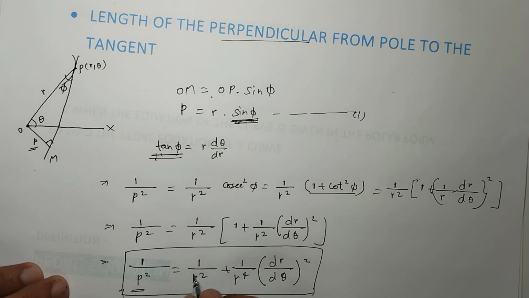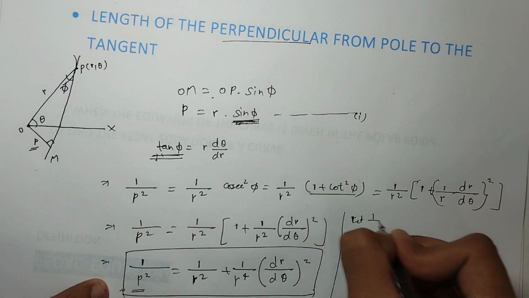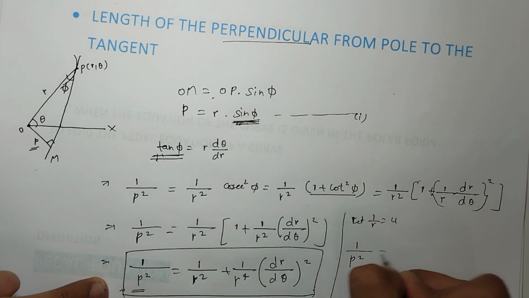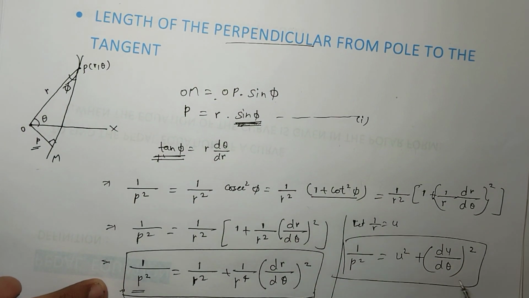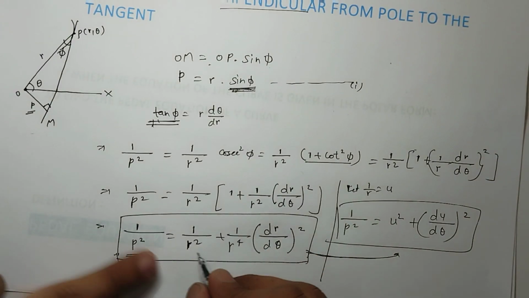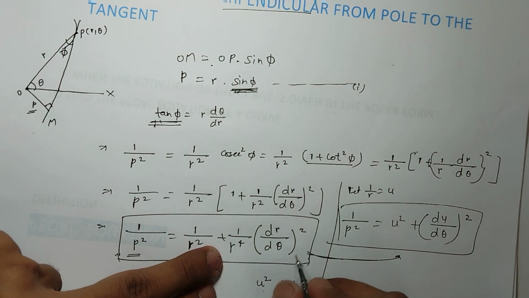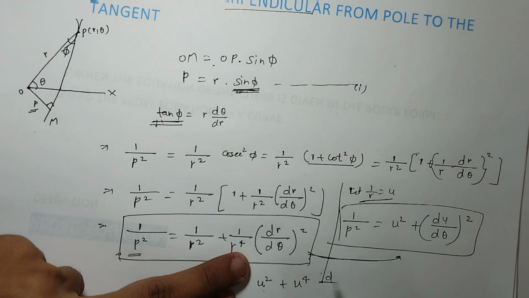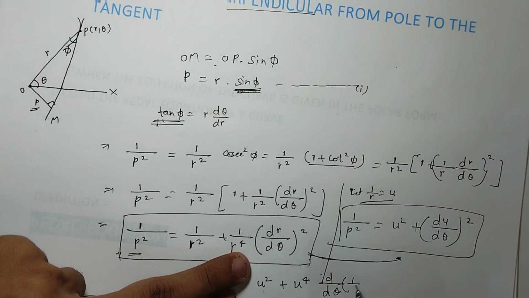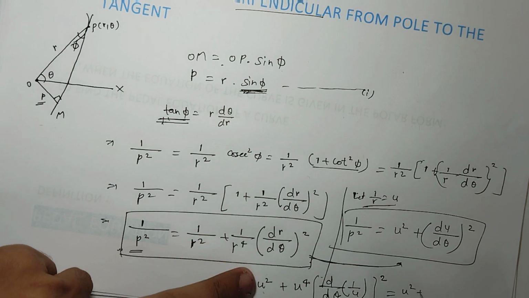Now if I change it into a standard form, then simply I let 1/r equal u. Then we can write 1/p² equal to u² + (du/dθ)². I think you understood: we have put 1/r equal to u, so this term will be u², and 1/r⁴ will be u⁴, because we put 1/r equal to u. Now we have to differentiate r, that is 1/u, with respect to θ, and this is squared. Now we can write u² + u⁴.